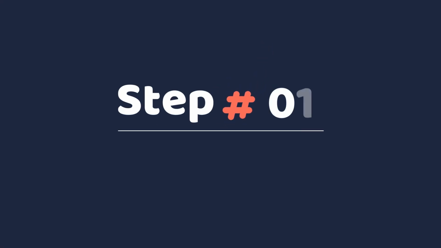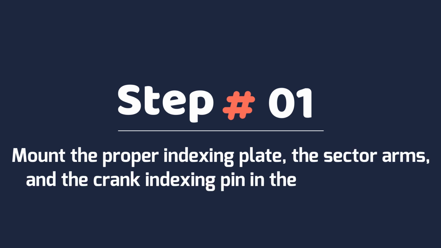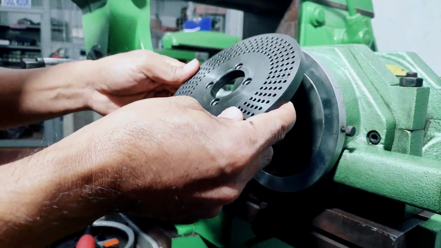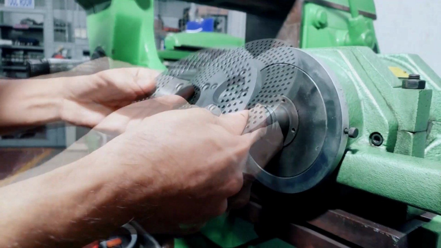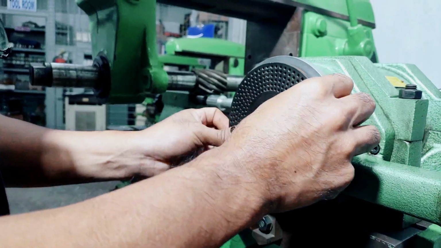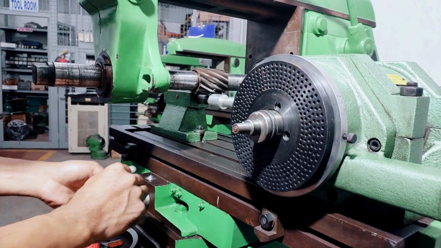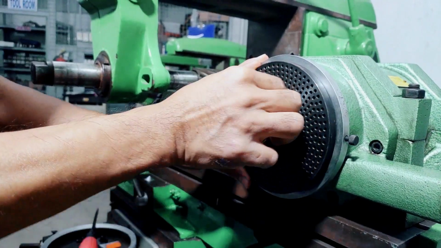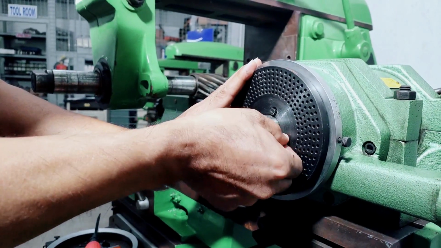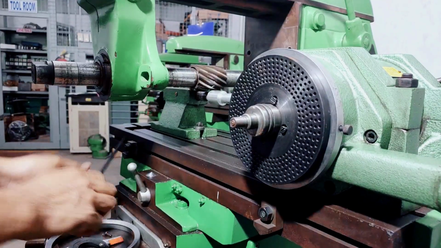Step number 1, mount the proper indexing plate, the sector arms, and the crank indexing pin in the dividing head. Okay, I will now mount the indexing plate with 66 hole circle. It has 4 screws. Other dividing heads have only 3.